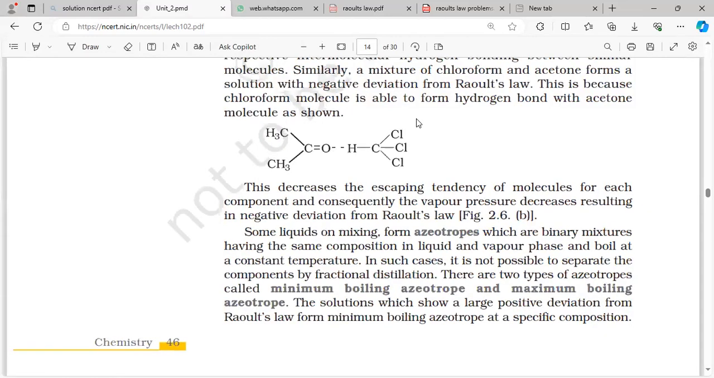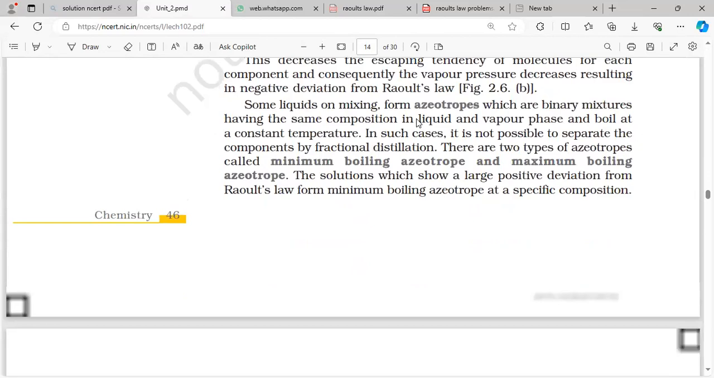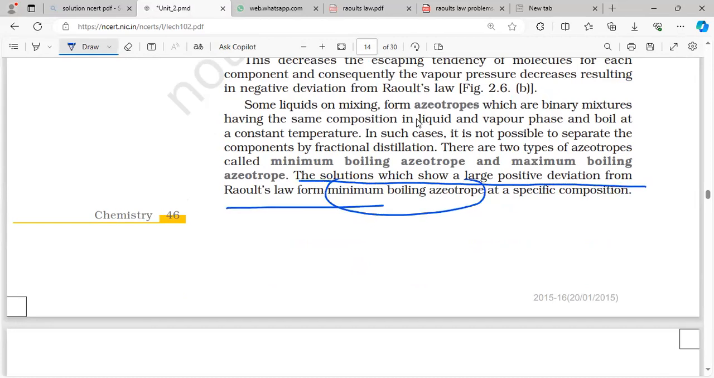See the point here. They are saying the solution which shows large positive deviation from Raoult's law forms a minimum boiling azeotrope at a specific composition. Are you getting this? Yes.